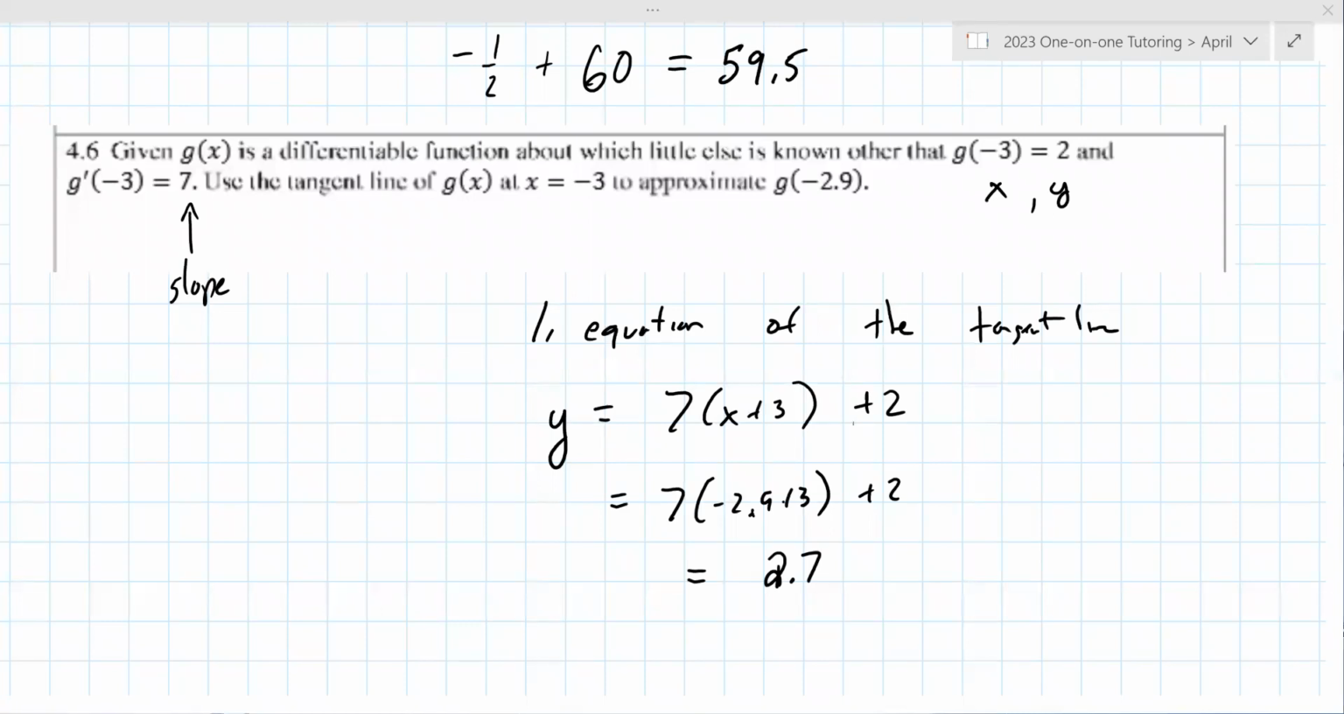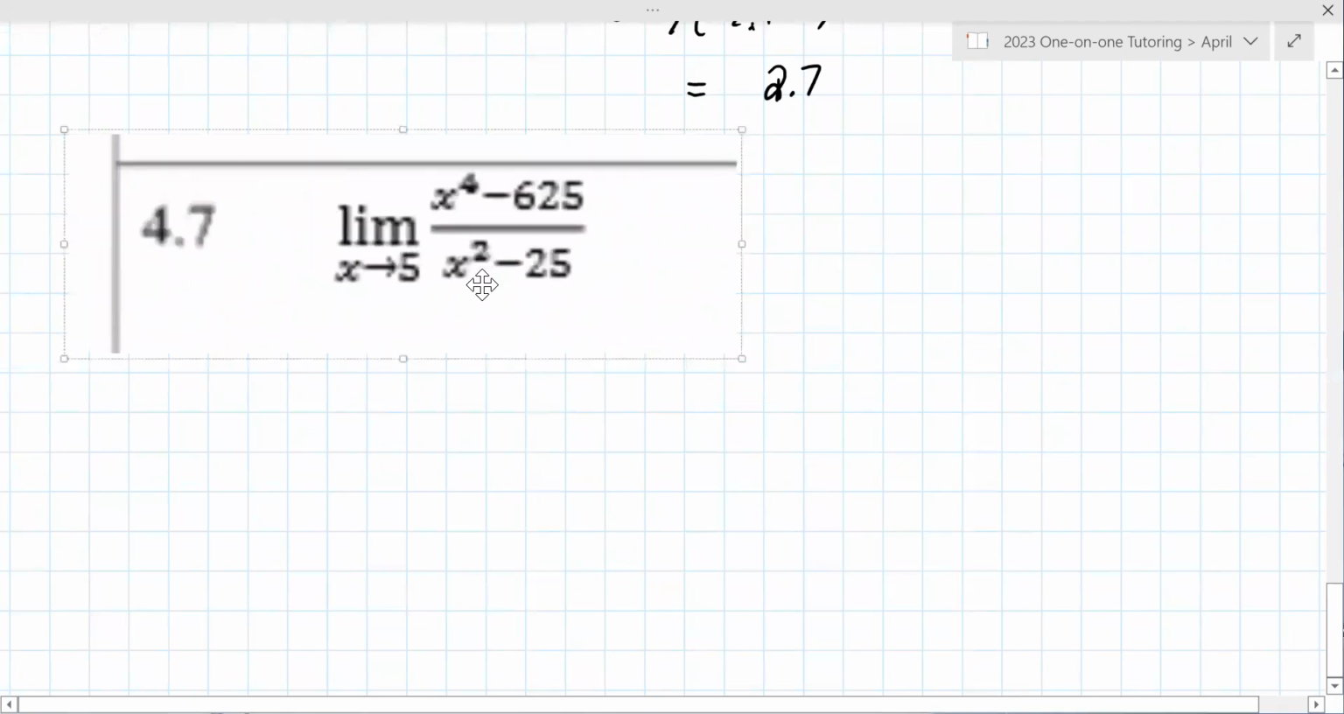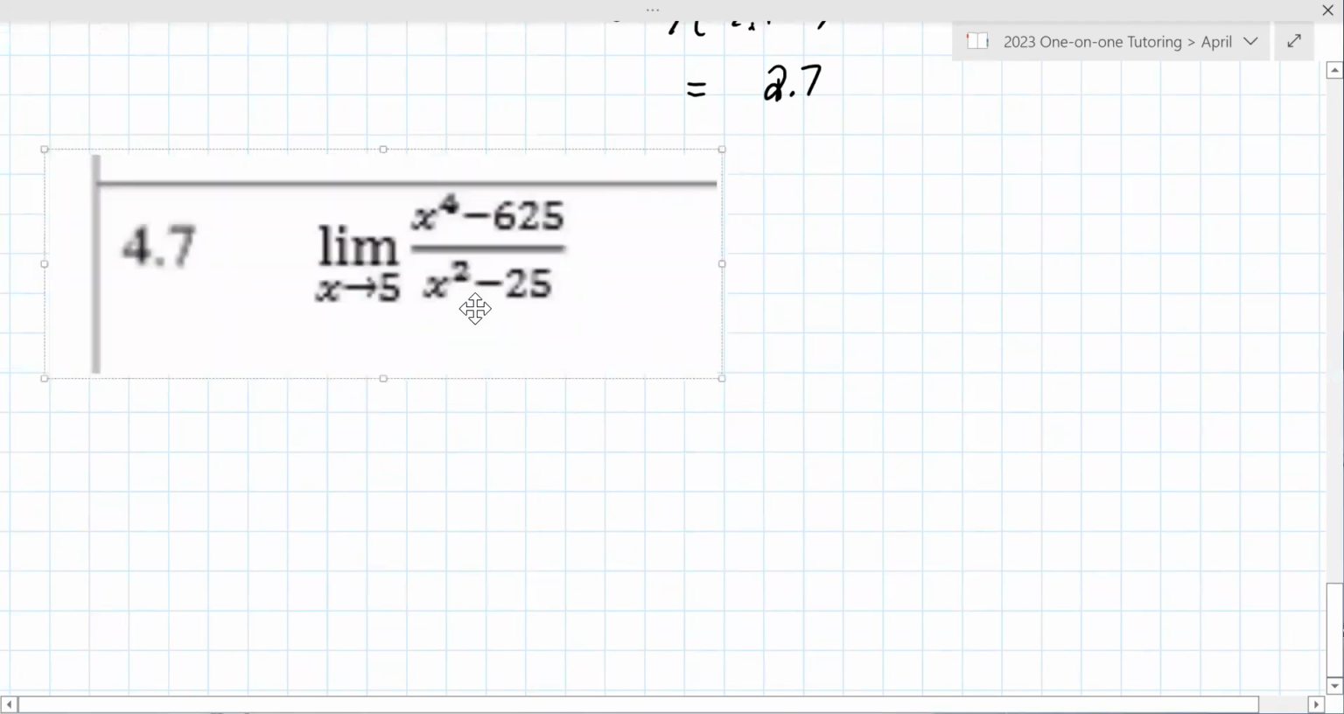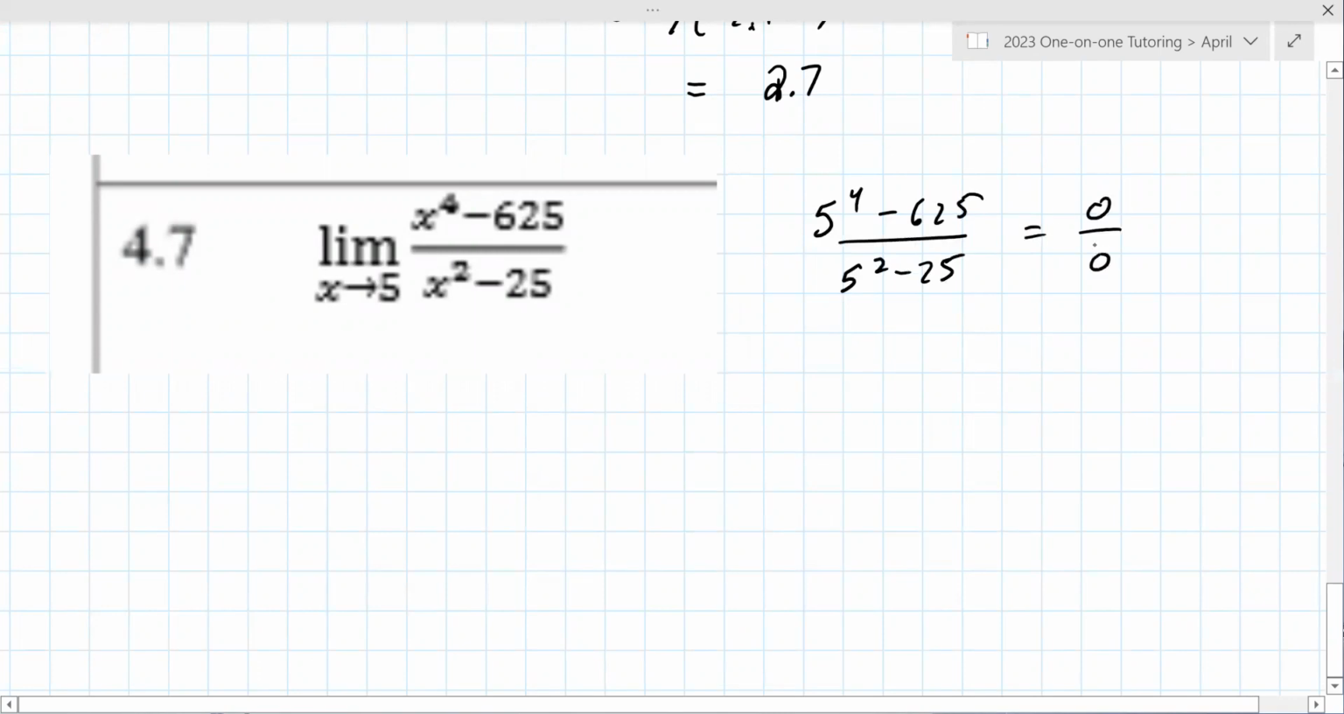Okay, and then 4.7. There's two approaches to 4.7. First, when you evaluate this, 5 to the 4th minus 625 over 5 squared minus 25, you get 0 over 0, which is indeterminate form.